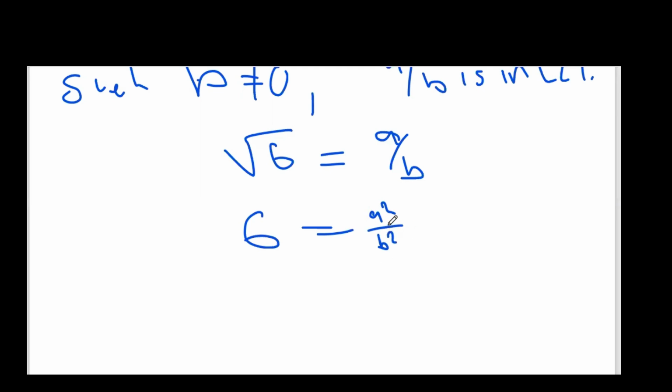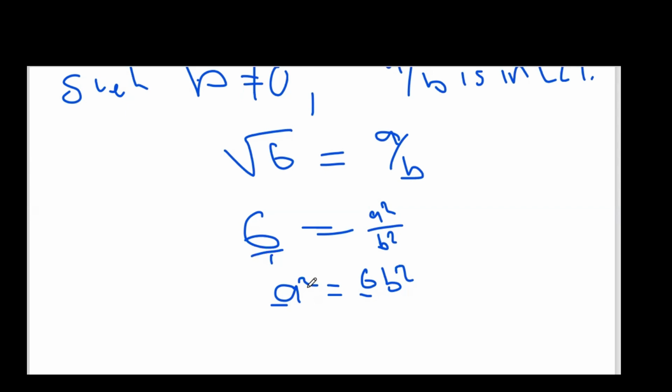And from here, we can cross multiply, it means our a squared will just be equal to 6b squared. Just be equal to 6b squared there. Meaning what? Meaning that this 6 here is a factor of the a squared, right?